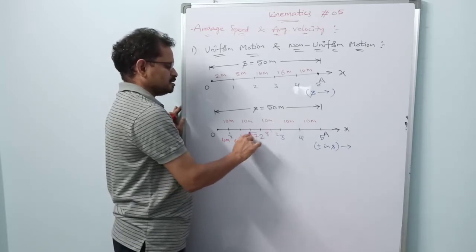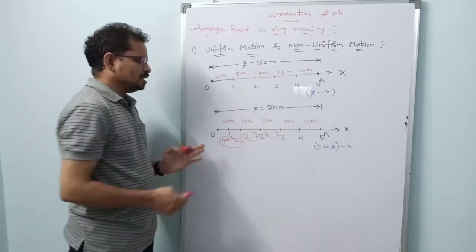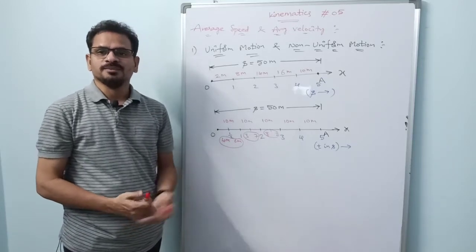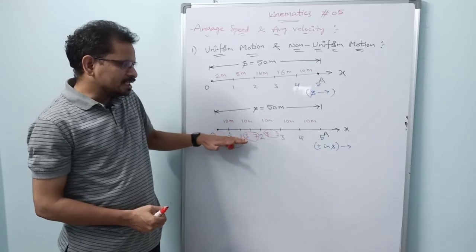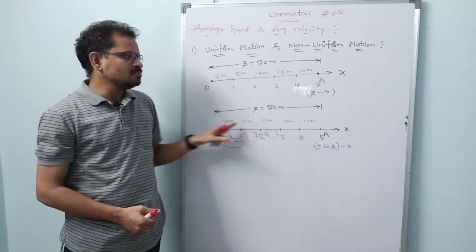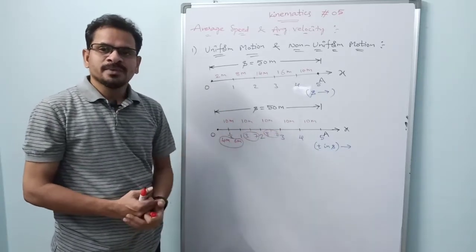Okay, this is one pair, this is another pair, and so on. Now, is this uniform motion? No, this is not uniform motion. But previously, if I do not partition these time intervals, it seems to be uniform motion. That's why, what was the definition I gave you previously?